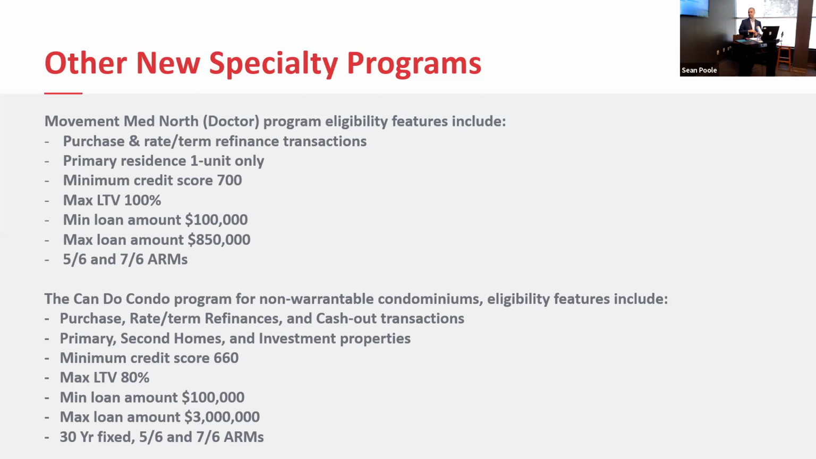I think the chiropractors are like 97%. There's a whole list of different doctor types that you can have there. They are adjustable rate mortgages, so it is something that they would eventually want to refi out of, but competing with different banks that have different doctor programs, this is very competitive. They go up to $850,000 loan amount and a minimum 700 credit score.